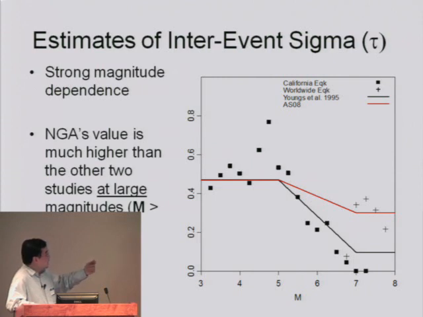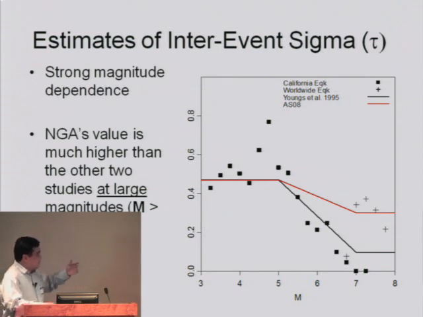Overall, we see a strong magnitude dependence of those bin estimates as a function of magnitude. And the other thing that is interesting to note is that the NGA values, which are represented by Abrahamson-Silva's model, plotted in red, are much higher than the bin estimates at large magnitudes. Okay.